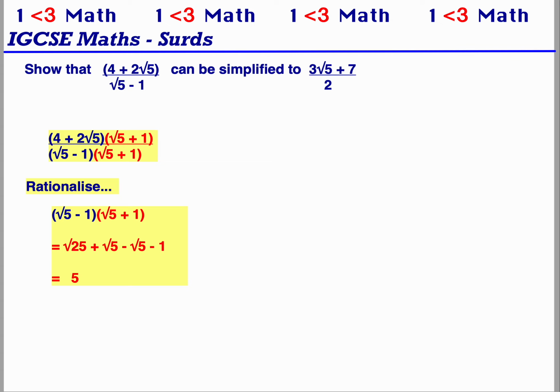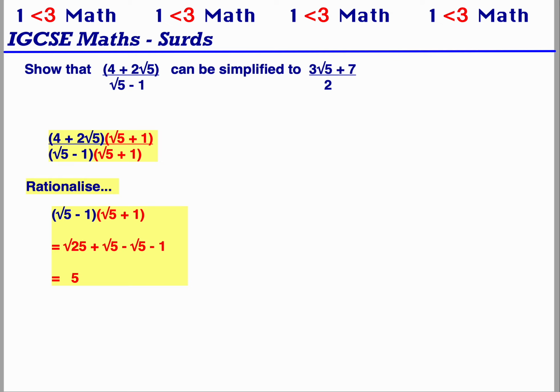So the denominator, root 5 minus 1 multiplied by root 5 plus 1. So it's just FOIL. Root 5 times root 5 is root 25. And you can see there below that I've written that as 5, because root 5 times root 5 is really just 5. But if you want to times the roots, you get root 25, and then that does become 5, either way. Then you've got root 5 times plus 1. Just like plus 1 times x would be plus x, root 5 times plus 1 is plus root 5.